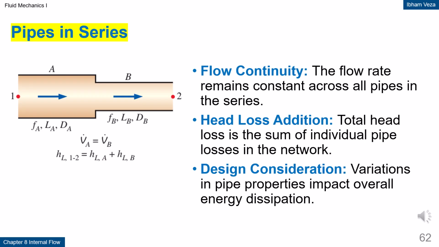Pipes in series. For pipes in series, the flow rate through every pipe segment is the same. The total head loss of the system is obtained by summing the head losses of each segment. Any change in length, diameter, or roughness affects the total energy loss. This analysis is important to accurately estimate pump requirements. This concept is commonly used in long piping systems with multiple different sections.